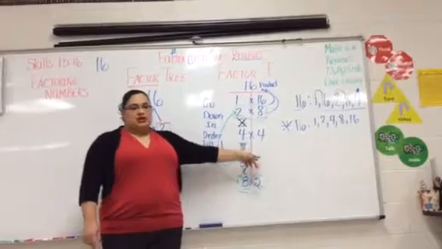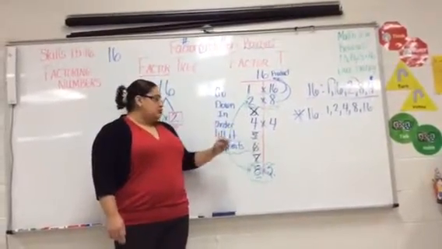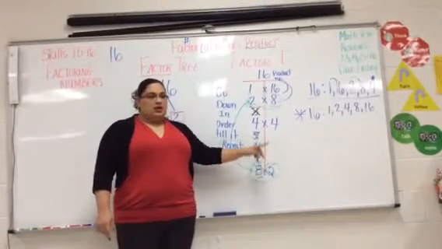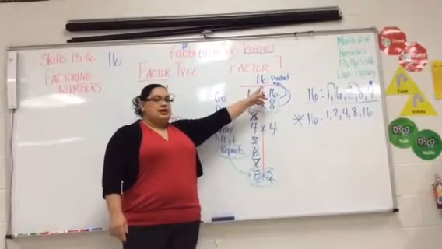5 times nothing, so it is not a factor. 6 times nothing, it is not a factor. 7 times nothing, it is not a factor. And 8 times 2 is 16.